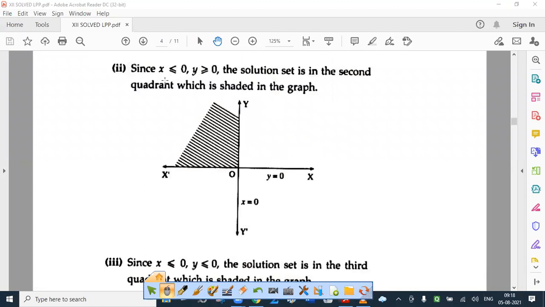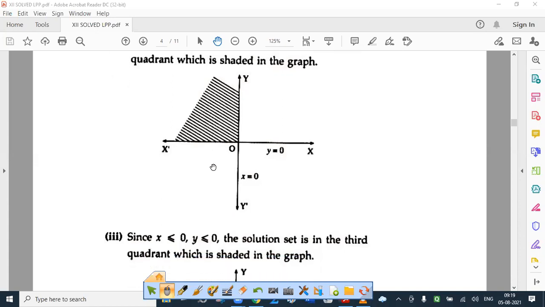Now next one. Since x is less than or equal to 0 and y greater than or equal to 0, this happens in which quadrant? Second quadrant. But note that points on the positive y-axis, negative x-axis and origin are included. Of course, origin lies on these axes. But origin, that is 0, 0, so 0 is neither negative nor positive. So I mentioned that. So this is the graph of the solution set. I hope this is clear to you.